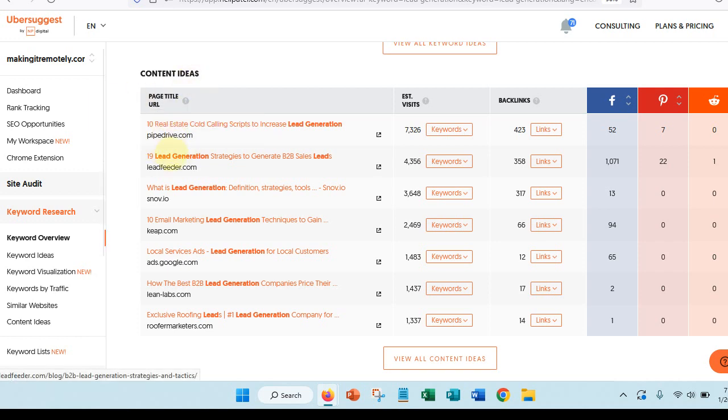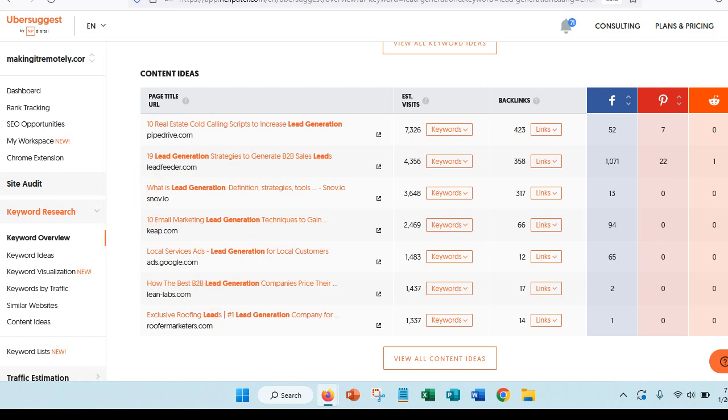So you can look up the competition and see what keywords they're ranking for or the keywords that they're using and get some ideas. So this is where you might want to really venture out and see what your competition is doing.